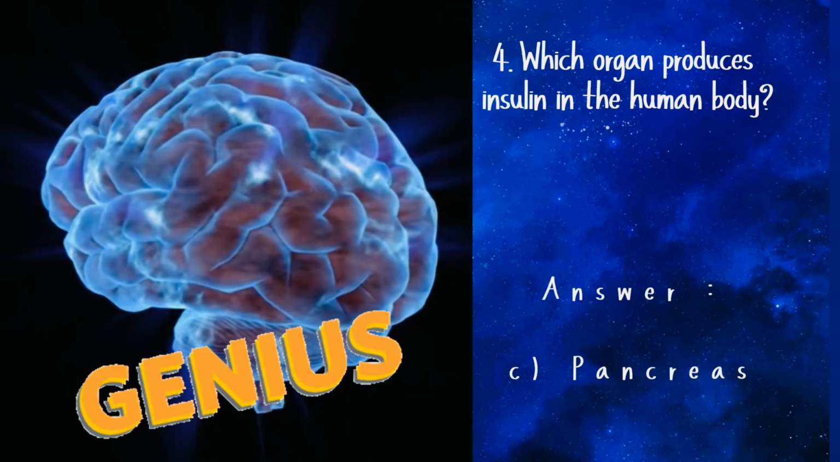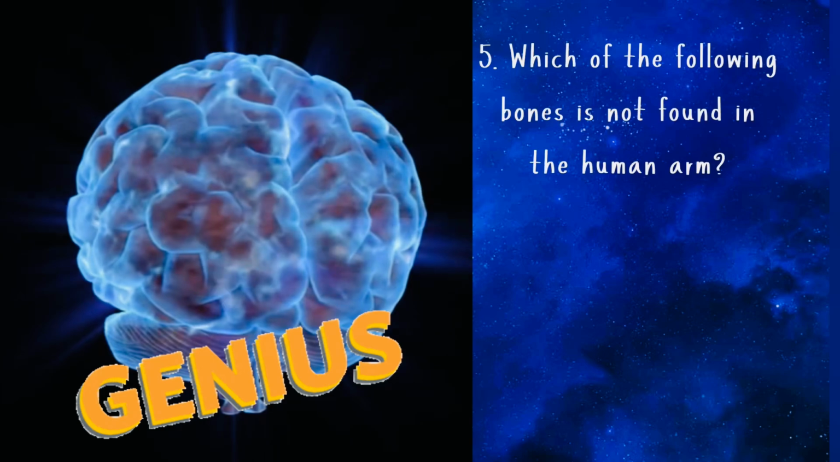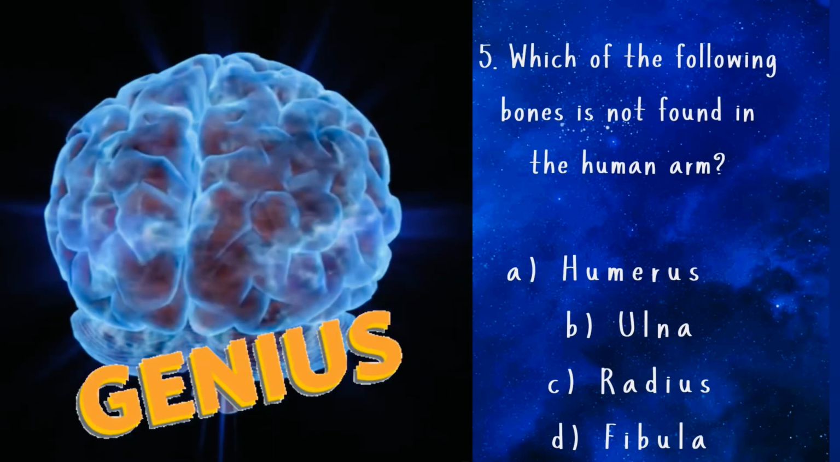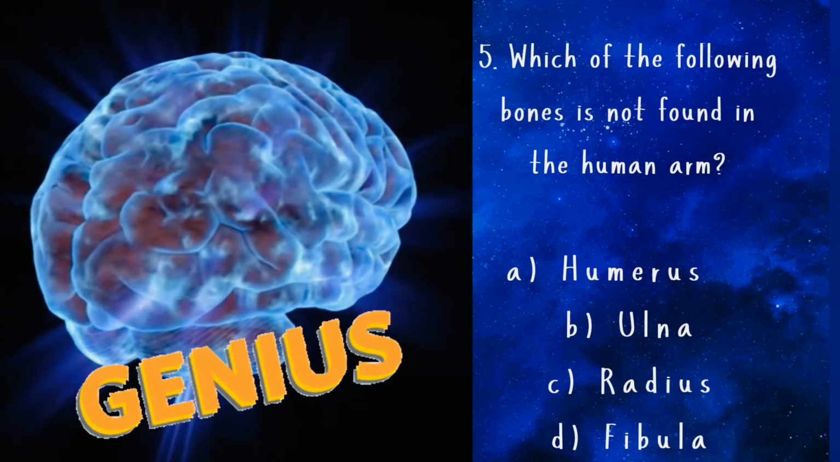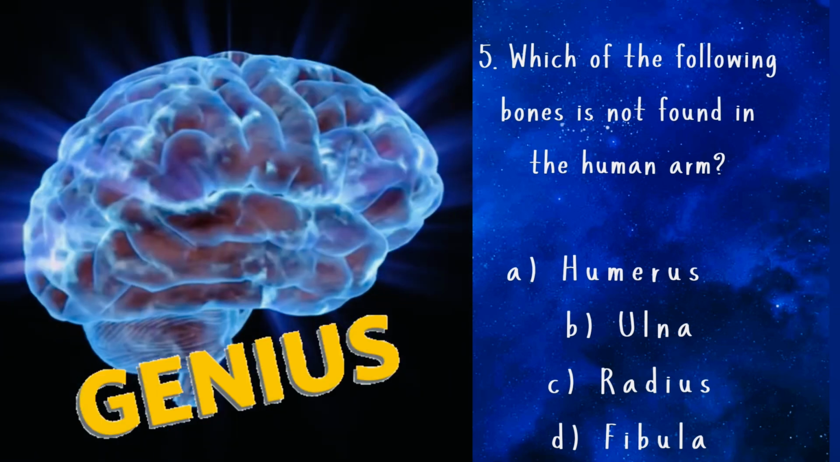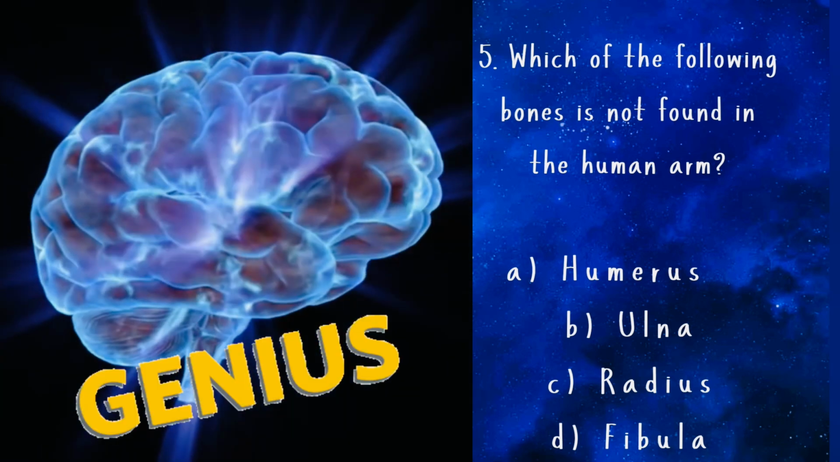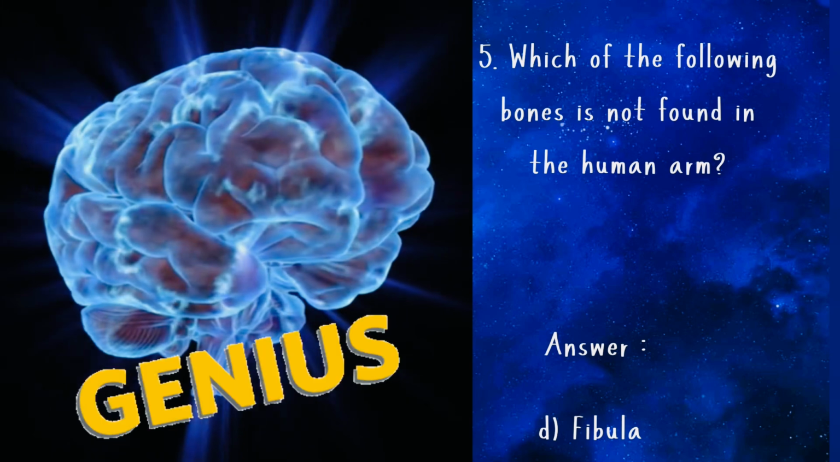Letter C. Pancreas is the correct answer. 5. Which of the following bones is not found in the human arm? Fibula is the correct answer.